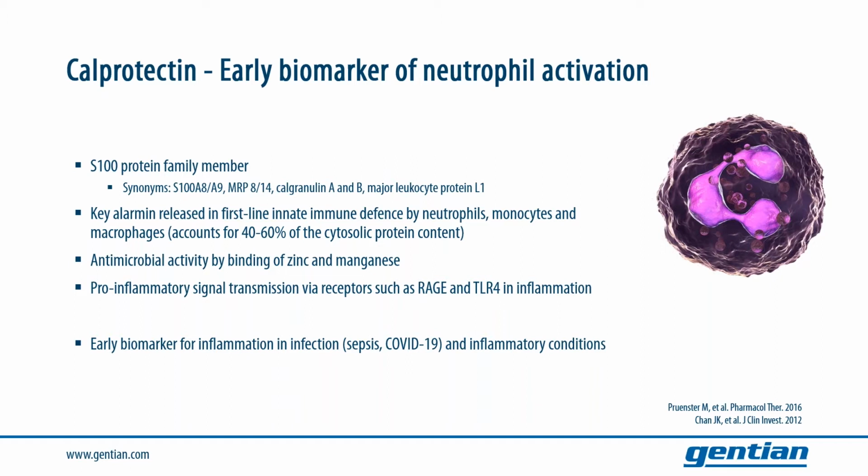Calprotectin is also a pro-inflammatory transmitter, mainly by binding to two receptors, RAGE and the toll-like receptor 4, driving the progression of inflammation. Due to its fast and direct upregulation in the inflammation reaction, calprotectin has been shown to be a valuable biomarker in a whole range of inflammatory conditions, including bacterial infection, sepsis, and lately also in severe COVID-19, but also in non-infectious inflammatory conditions, including autoimmune diseases and rheumatoid arthritis.